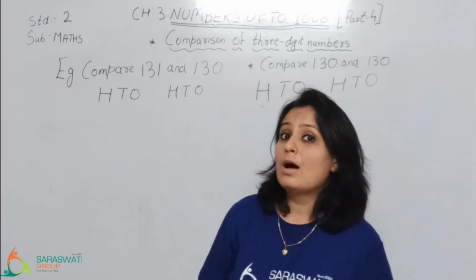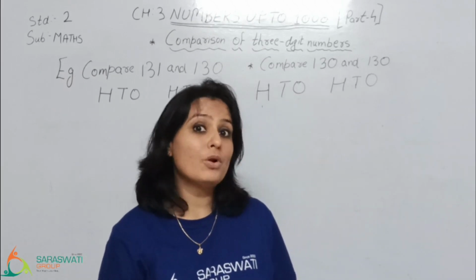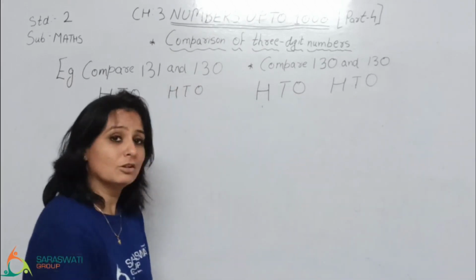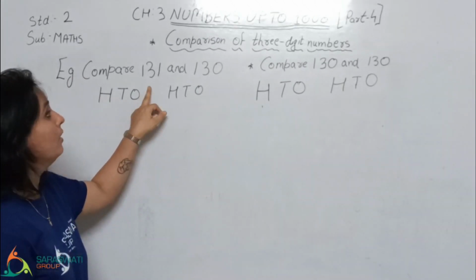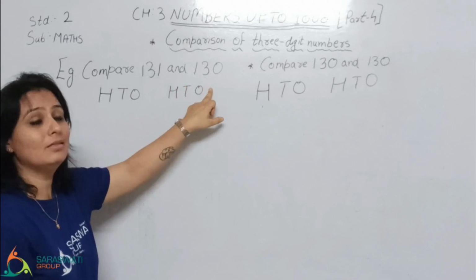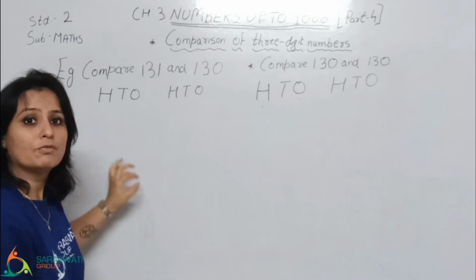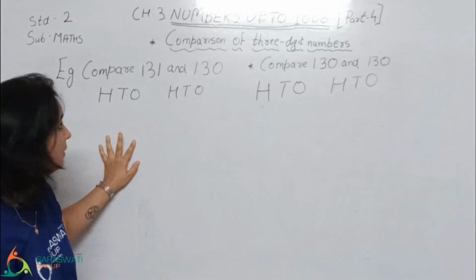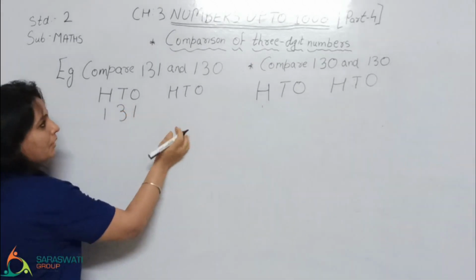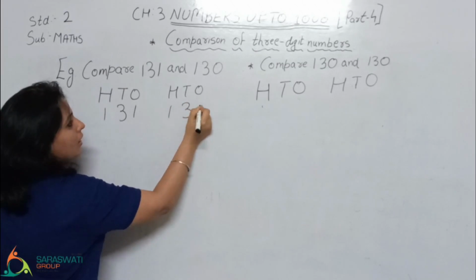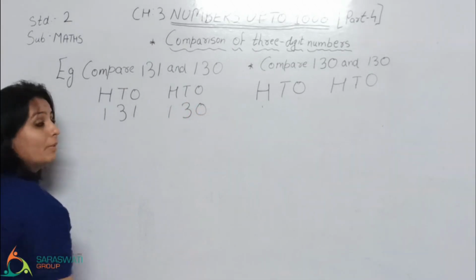Children, now let us learn 2 more comparisons. You can see on the board, I have written an example. Compare 131 and 130, right? तो first of all मैं digits लिख दूंगी उनकी प्लेस पर. So यहाँ पे 131 और यहाँ पे 130, right? तो मैंने क्या बोला था?